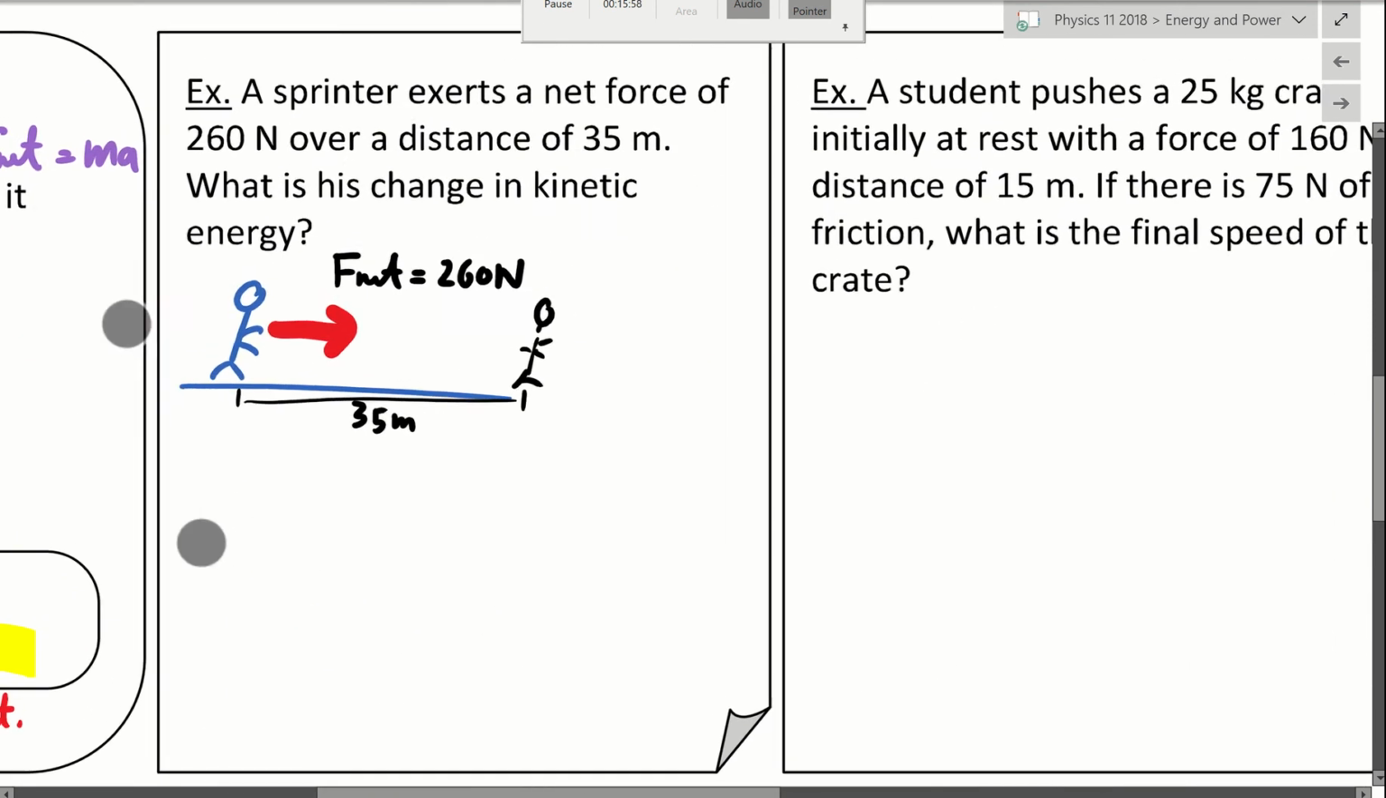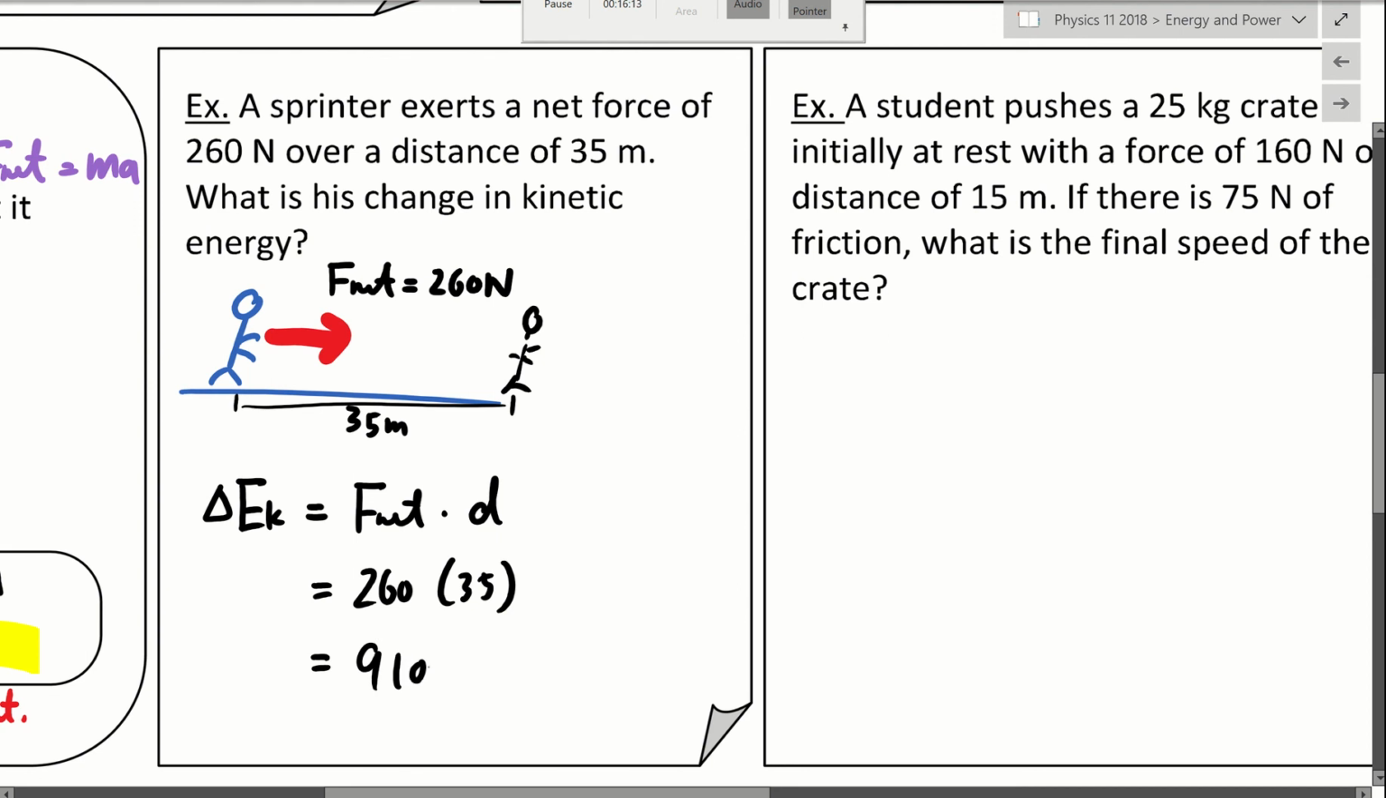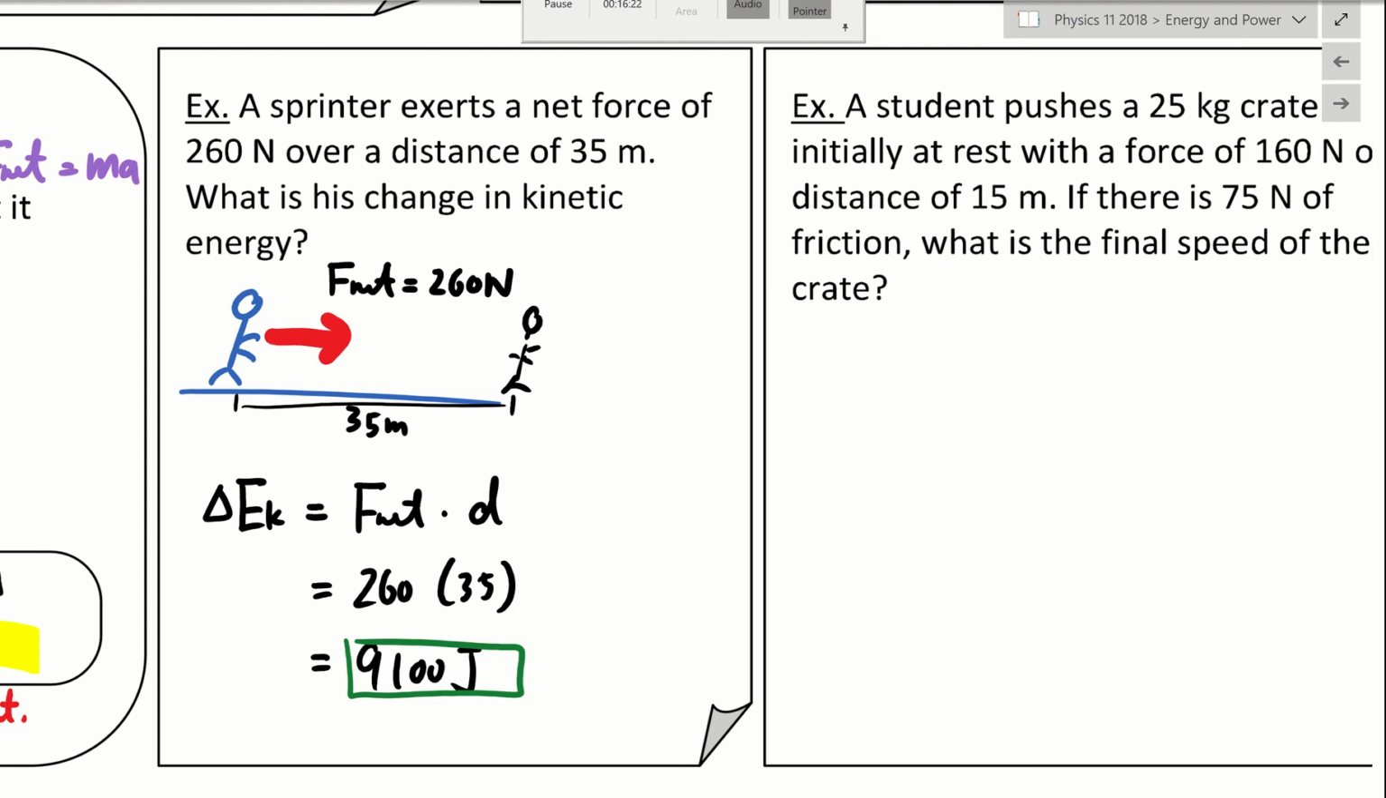All right? So what is your change in kinetic energy? So you're changing kinetic energy, so you can use that equation, which is net force times distance, 260 Newton times 35, which is 9,100 joules of added kinetic energy. Now, what does that mean? Does that mean your final kinetic energy is 9,100? No. It means whatever your initial energy is, the final kinetic energy is going to be 9,100 more.